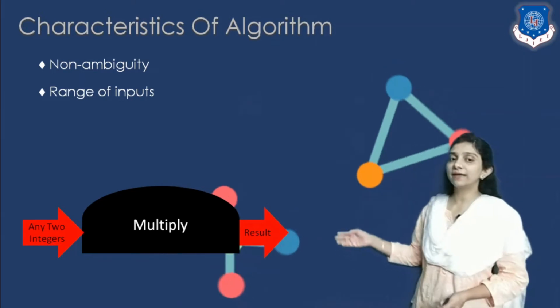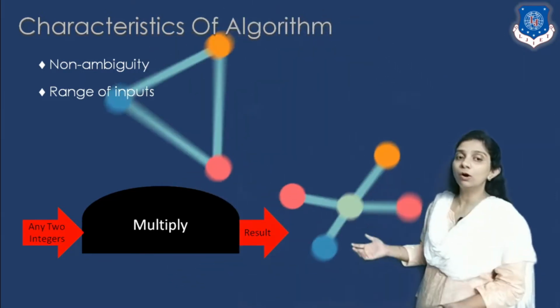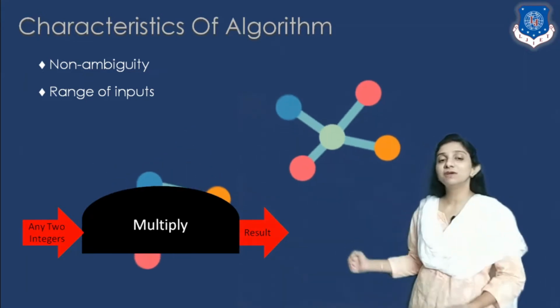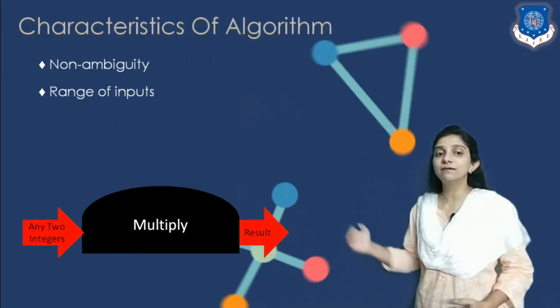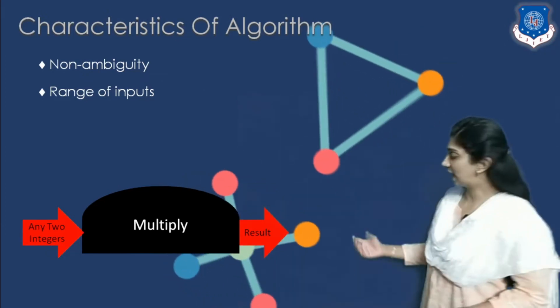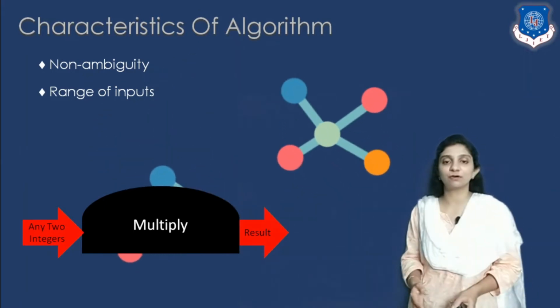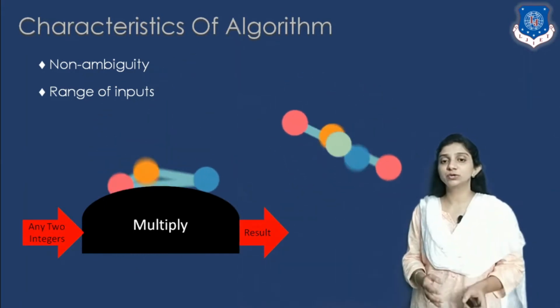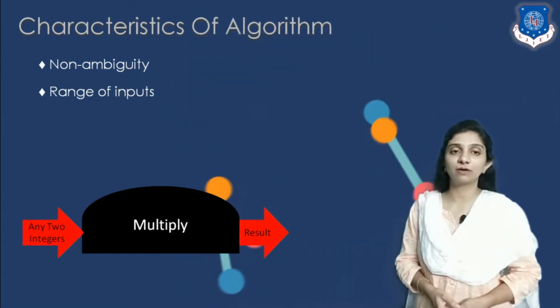So here I can have a multiply algorithm which works for two integers, or a multiply algorithm which works for two real numbers, or a three integers multiply algorithm and so on. So any algorithm does not only work for a single instance of input. It should take different instances of input and produce results accordingly.